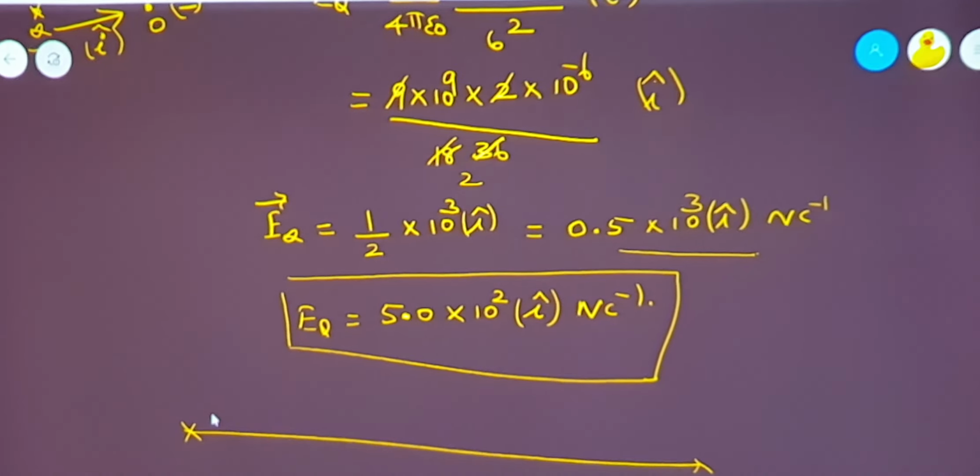Already we have studied up to 1.5 and this is problem number 1.6. Let us move on with the next problem in our next video. Okay, this is Newton per coulomb. Okay, next problem we will see in our next video.